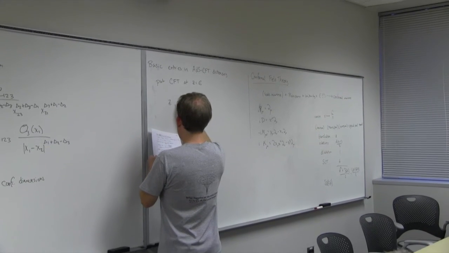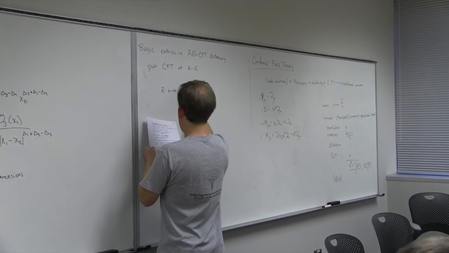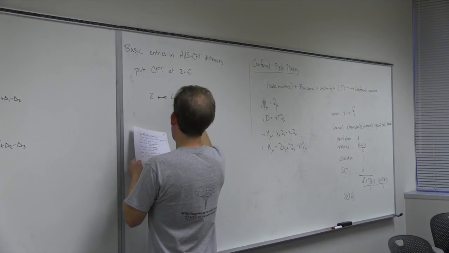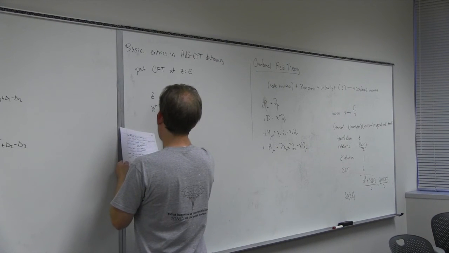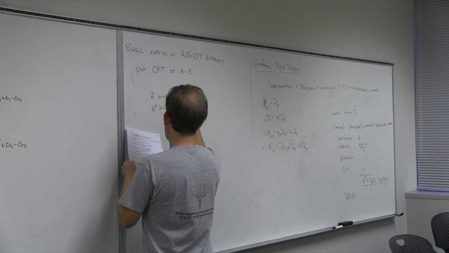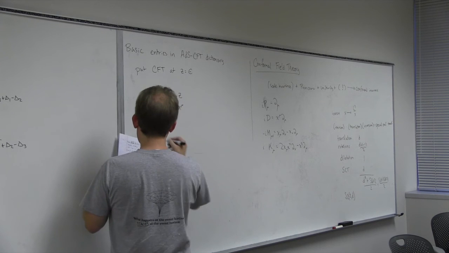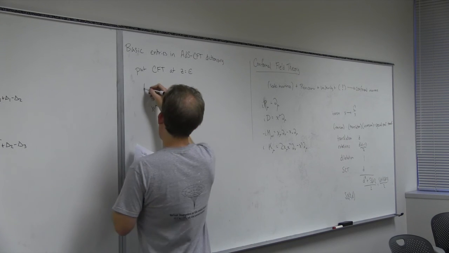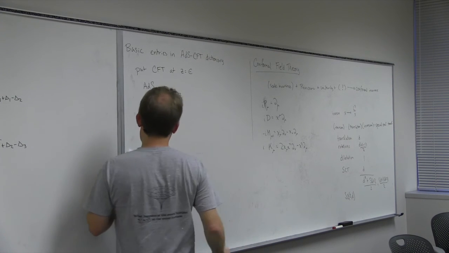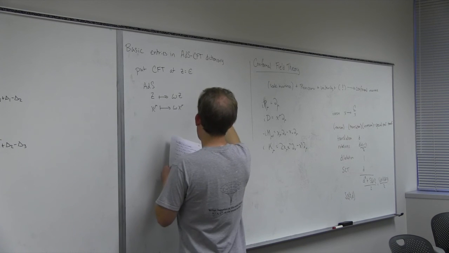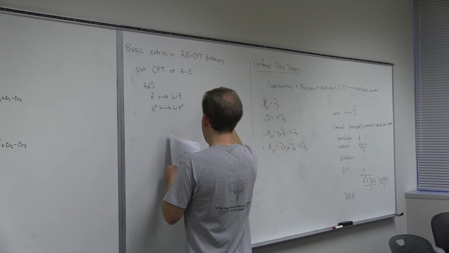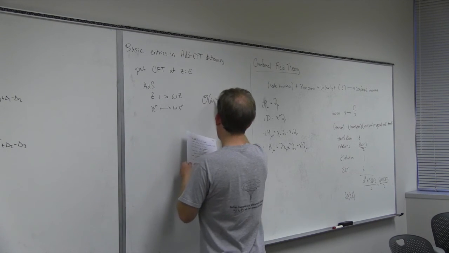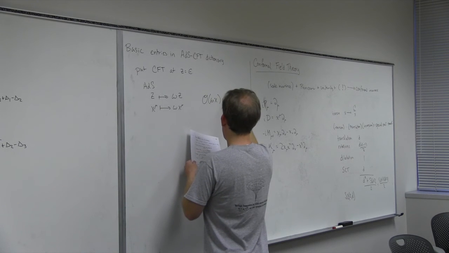So remember that AdS had this isometry: z goes to omega z, x mu goes to omega x mu. So this was in AdS. On the other hand, in the CFT, my operators have this kind of scaling.